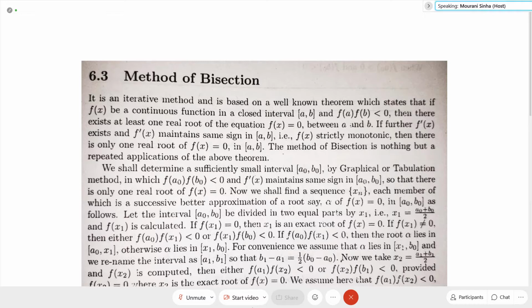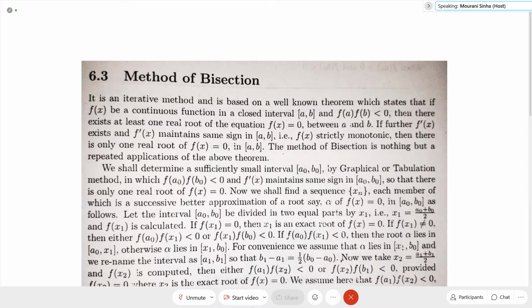We will be defining the function f(x) continuous. The function f(x) should be continuous in the interval [a, b]. There should be an interval [a, b] where the function is continuous, and f(a) into f(b) should be less than 0. So these are the two criteria which are required.